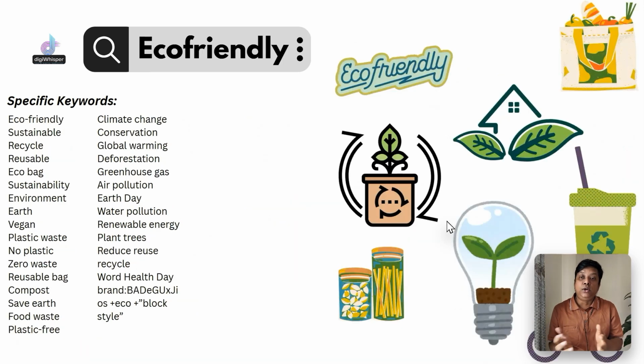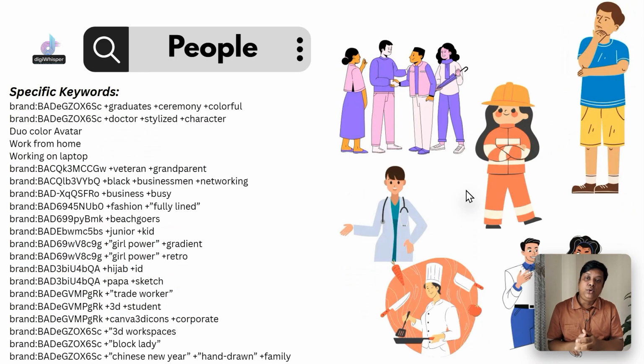And the next one is eco-friendly. If you want this type of element in your design, you need to type eco-friendly or specifically eco-friendly, sustainable, recycle, reusable, this type of keyword in your Canva search box. And the next one is people. If you want to get these types of illustration or elements in your design, you need to type specific keywords or just people in your Canva element search box.